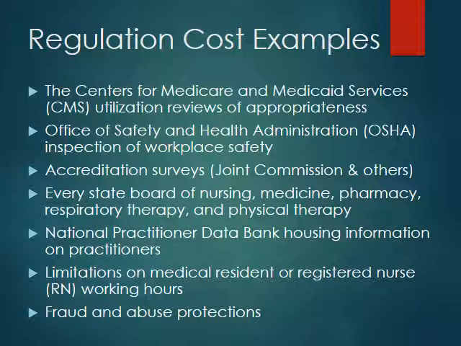For example, the Centers for Medicare and Medicaid often have utilization reviews to determine whether or not appropriate care was delivered. The Occupational Safety and Health Administration, OSHA, inspects our facilities for workplace safety. We have accreditation surveys from the Joint Commission and other agencies. Every single state has its own boards of nursing, medicine, pharmacy, respiratory therapy, physical therapy, and some others. And of course, the cost of managing those agencies and the licensing requirements feeds into what we spend on healthcare. There are also things like the National Practitioner Data Bank, which keeps information on healthcare practitioners.